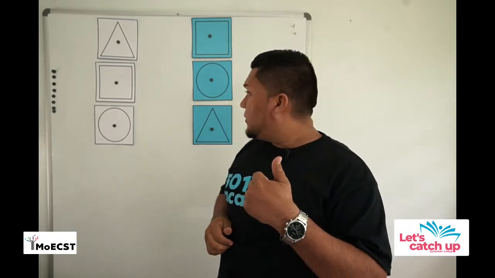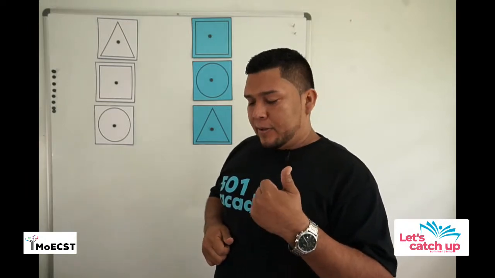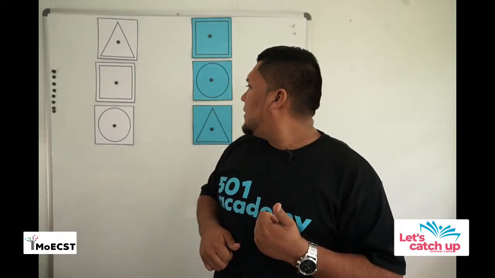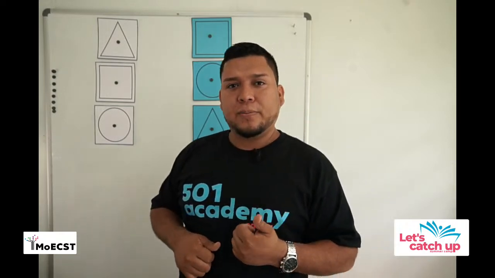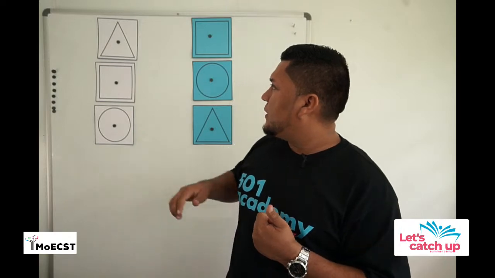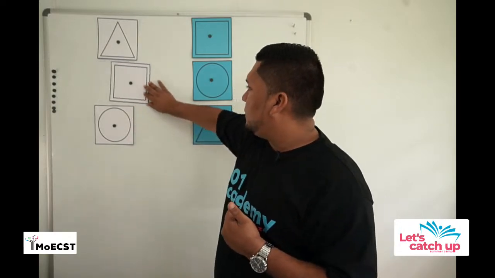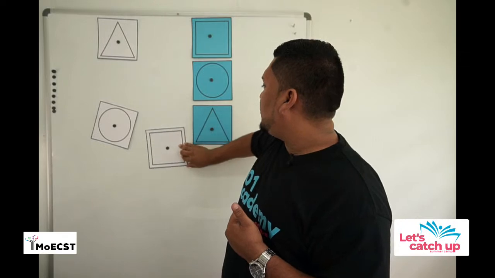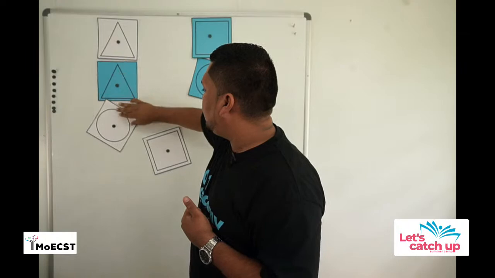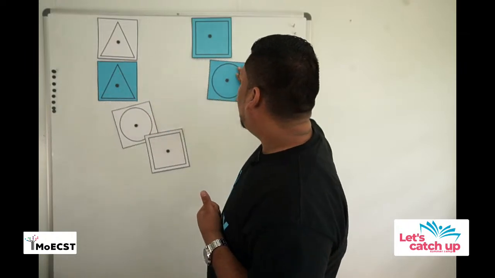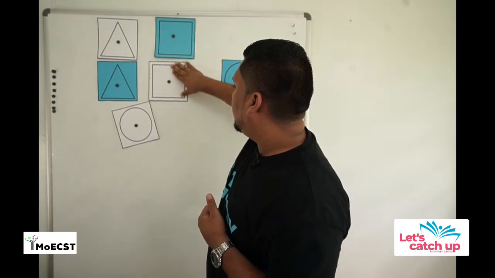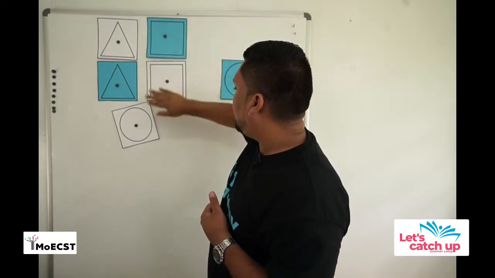Now the third way you're going to sort this is by shape. What does that mean? Let me show you what it means. So we're going to put the two triangles together. We're going to find all the triangles, put them together. We're going to find all the squares, and we put those together.